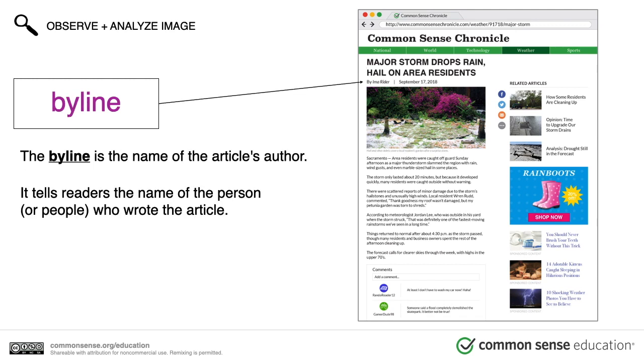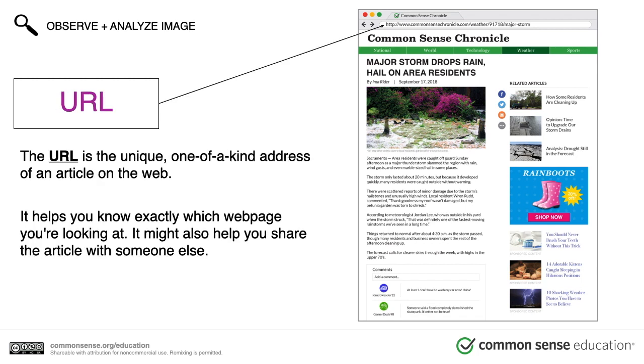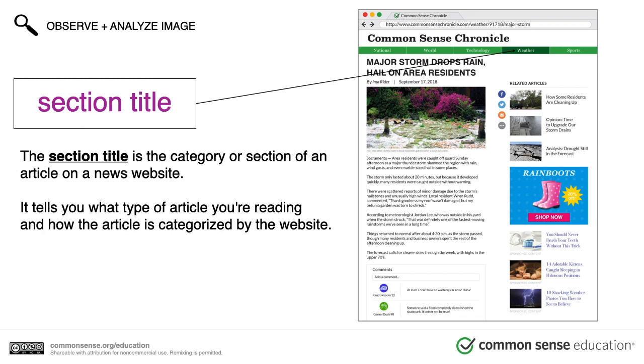Next, the byline is the name of the article's author. It tells readers the name of the person or people who wrote the article, and it also sometimes gives a date. A URL is the web address, and it's a one-of-a-kind address that features this specific article. It helps you know exactly which web page you're looking at, and it might also help to share the article with somebody else. You just copy and paste it.